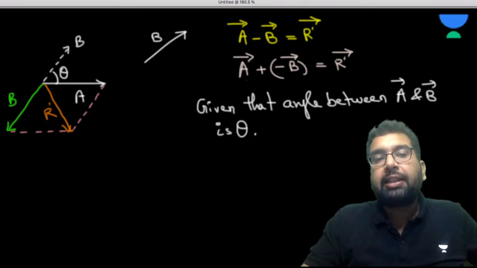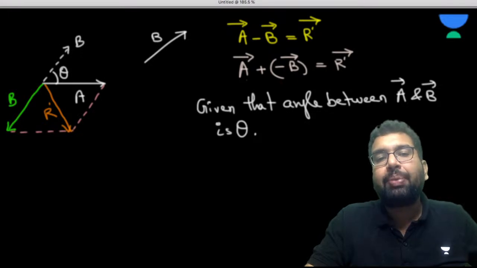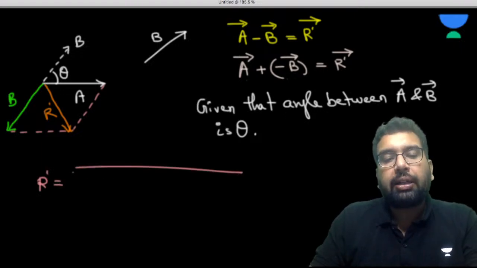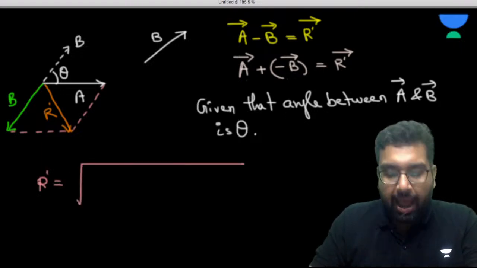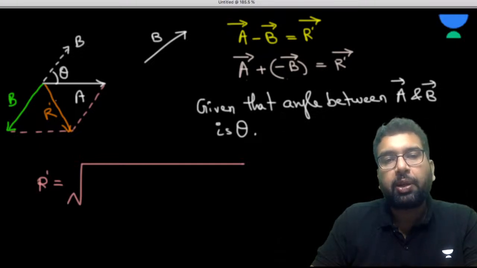Sir, theta is this. So what is the angle between A and minus B? It is going to be 180 minus theta. So if I apply the law of parallelogram of vectors, shall I do it like this? R dash is going to be, yes, it is going to be 180 minus theta.